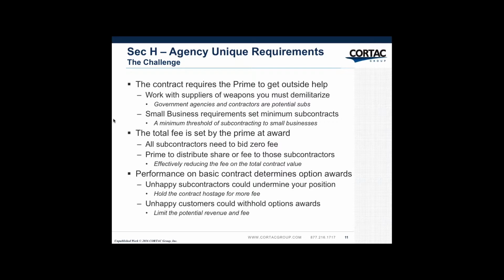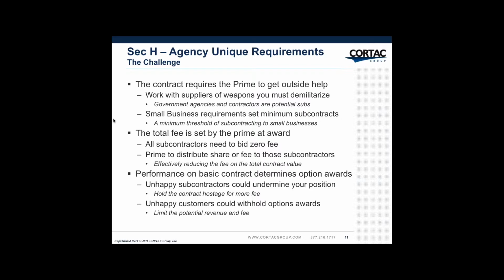The total fee is set by the prime at award. All subcontractors need to bid 0 fee, and then the prime will distribute their share of fee to the subcontractors. This effectively reduces the fee on the total contract. If you had a $10 million contract and you gave half the fee to your subcontractors, you're going to report to management that basically your net return on this was 5%. Clearly not something you really want to go tell your management.